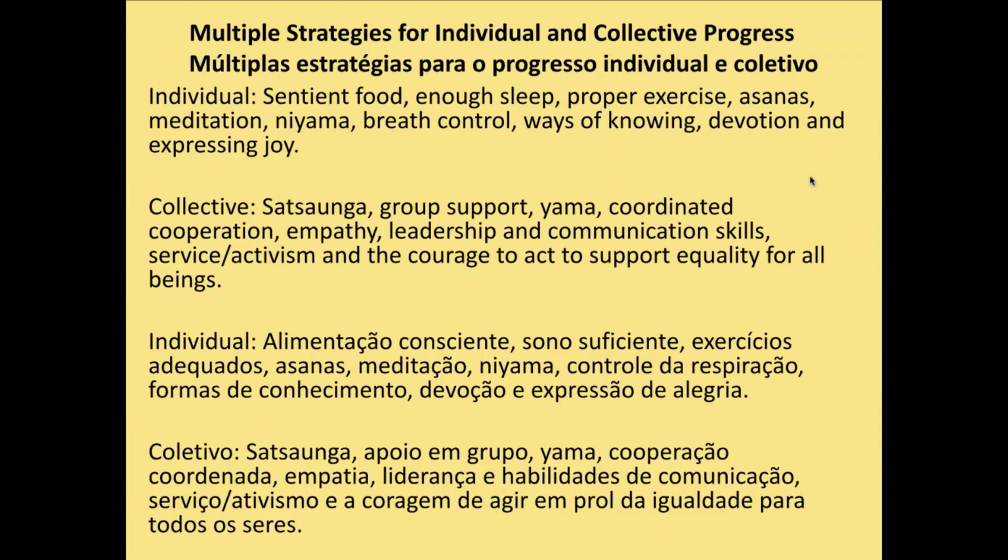And what is proper exercise? Proper exercise involves cardiovascular running or walking fast, and asanas to balance the hormones, meditation, niyama, breath control, the ways of knowing that we've explored, devotion and expressing joy, which is a very essential ingredient for a neo-humanist teacher, to express joy.